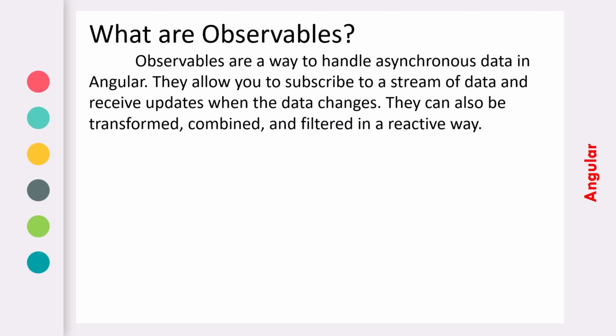What are observables? Observables are a way to handle asynchronous data in Angular. They allow you to subscribe to a stream of data and receive updates when the data changes. They can also be transformed, combined, and filtered in a reactive way.